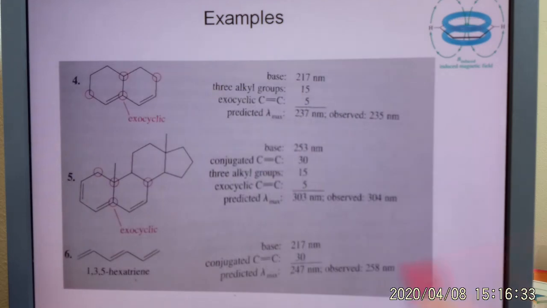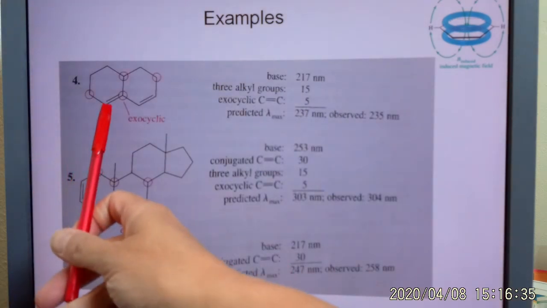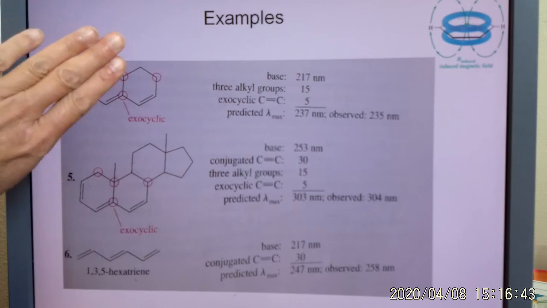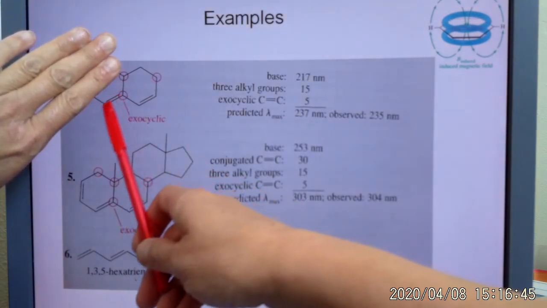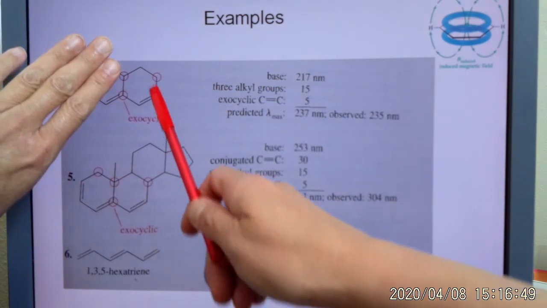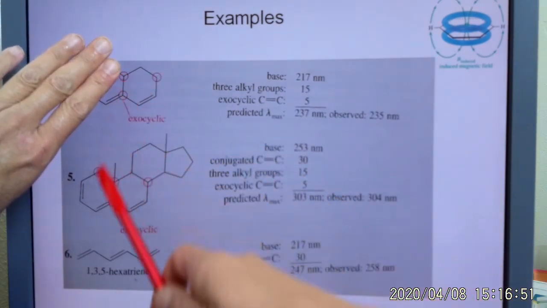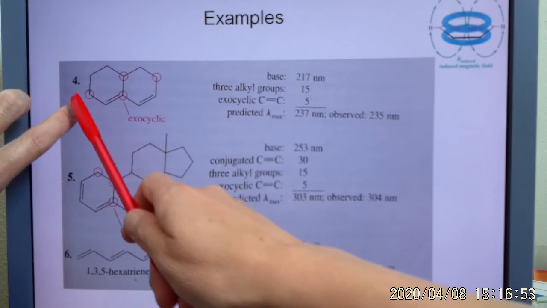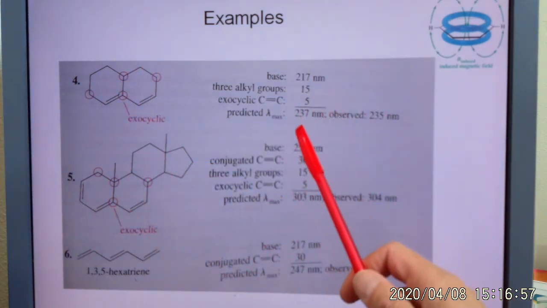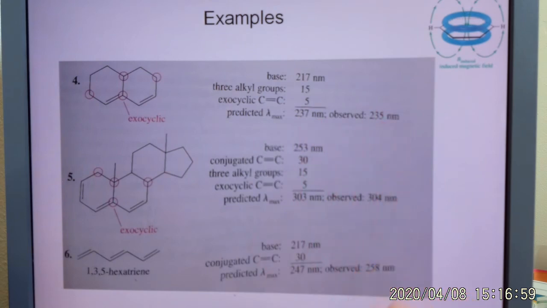What about this one? Okay, that's my double bond. So if we just ignore here, you can see why they say this is exocyclic. So you're going to add 5. I have an R group here, I have an R group there, and I have an R group there. 3 times 5, 15. So you add this, 237, what you observe is 235.